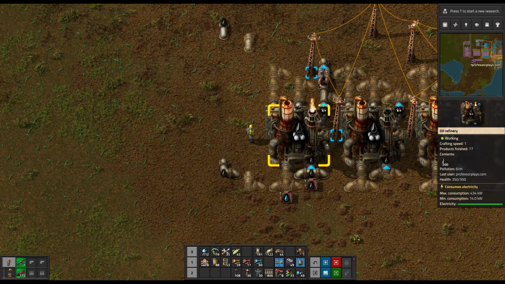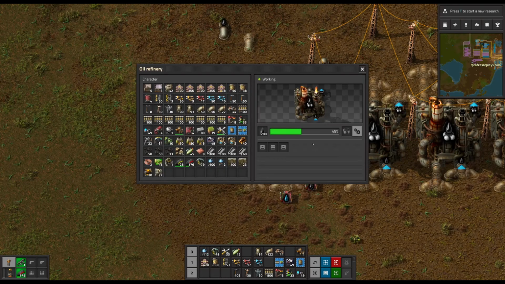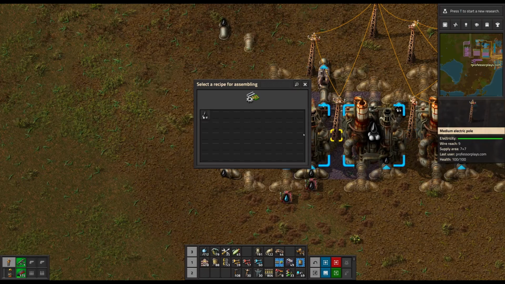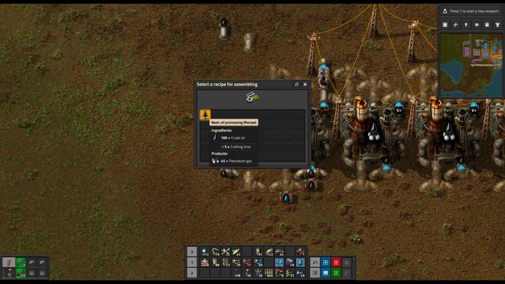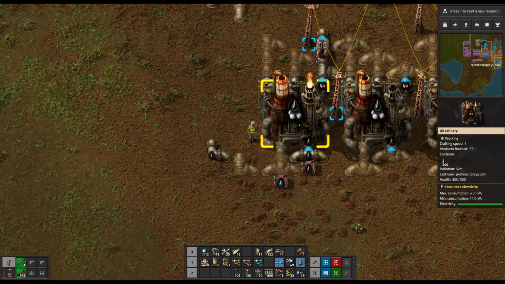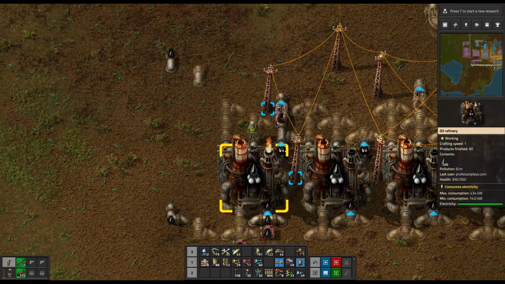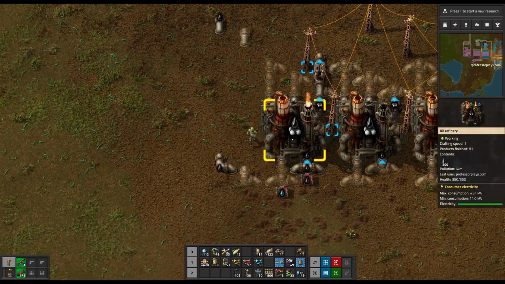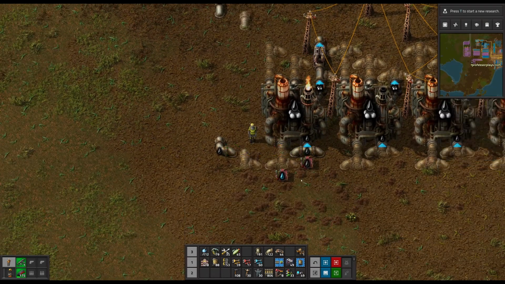That's what it says on the window over here. You put the oil refinery down and select the recipe. There's only one, which is basic oil processing. When you put a recipe in there, you'll see labels on the inputs and outputs. With basic oil processing, there is one labeled input, that's crude oil, and one labeled output, that's petroleum gas. The others are used once we get advanced oil processing.